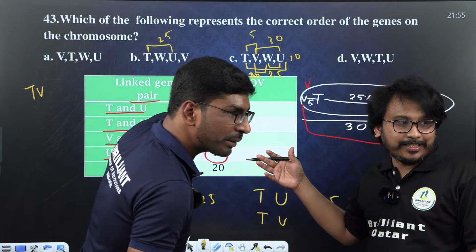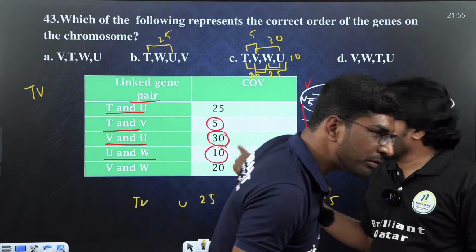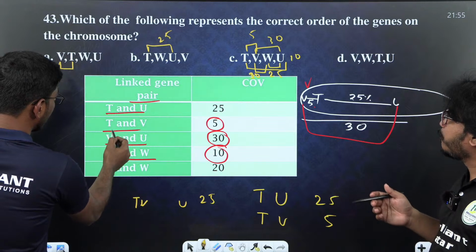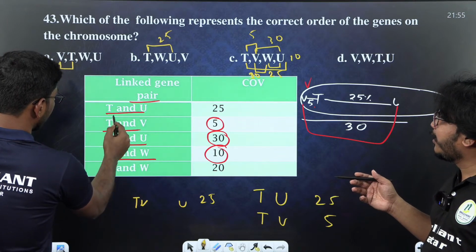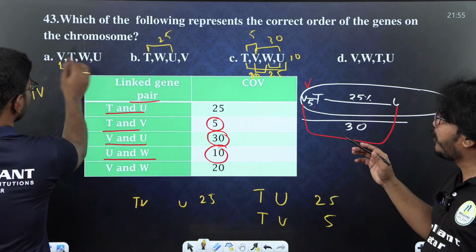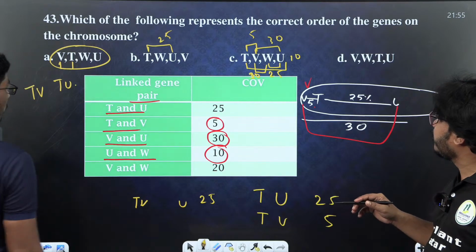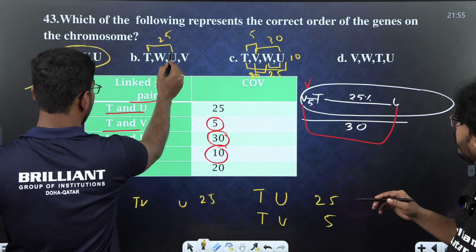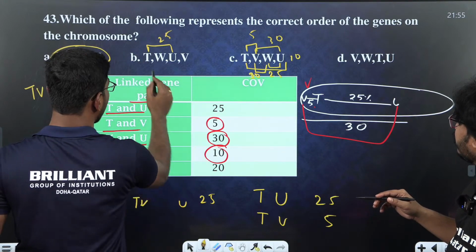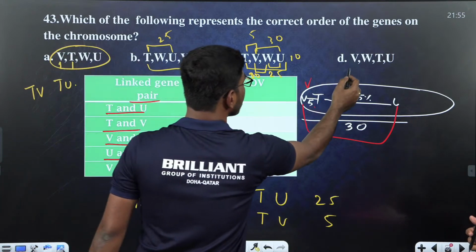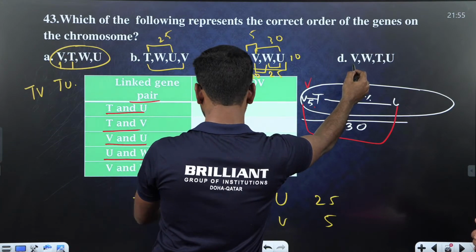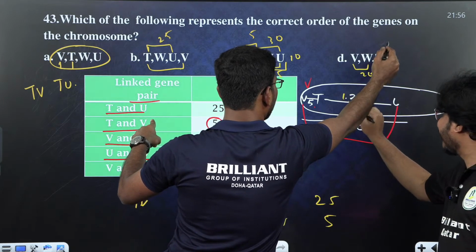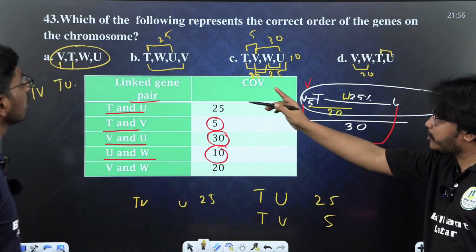Shall we go with this one? Many are commenting A. How? VT, how much is VT? It is not given, just leave it. TU is 25. If it is TV, TV is 5, so this is not correct. Next one is VW, which is given as 20. With VW at 20 and TU at 25, it will be correct in the first option only.